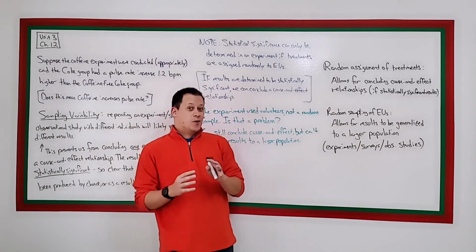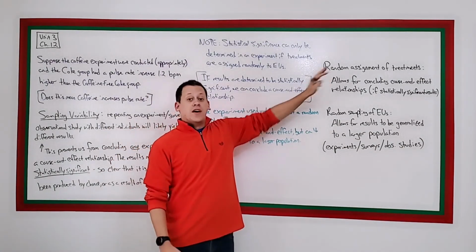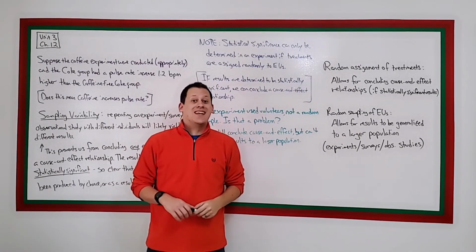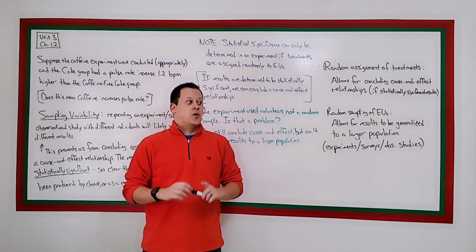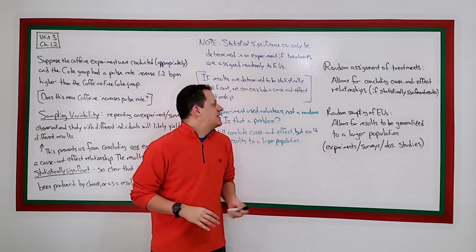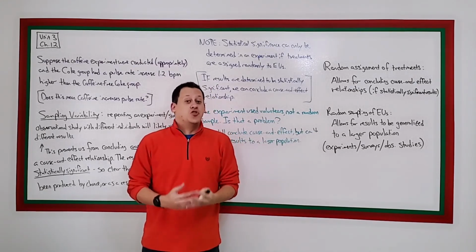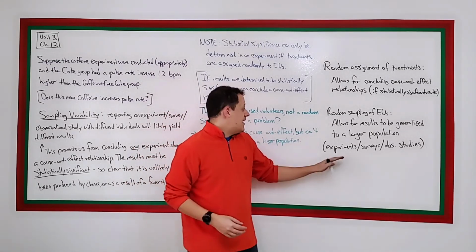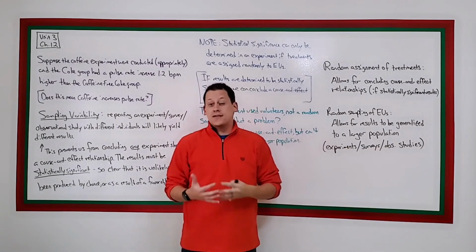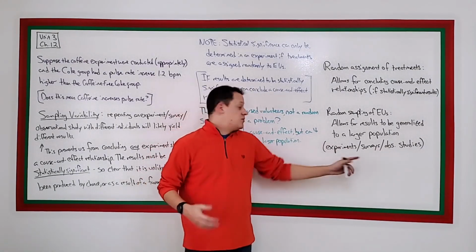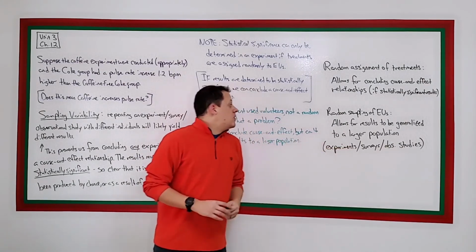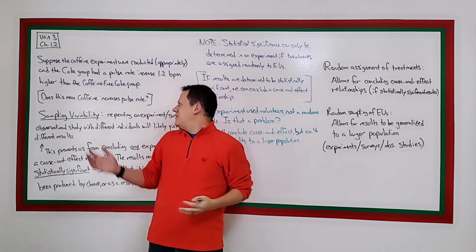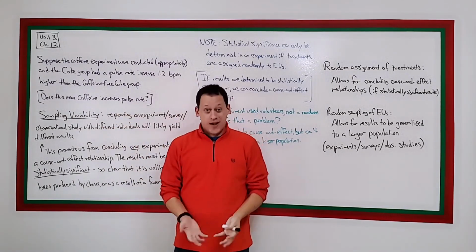So just to recap what we were just talking about here, random assignment of treatments for an experiment is what allows you to conclude cause and effect relationships if the results are statistically significant, which you don't know how to determine quite yet. Random sampling of the experimental units is what allows you to generalize the results to a larger population. And that's actually the case for experiments, surveys, observational studies, pretty much everything. That's why random sampling was so important for these as well. So really only if you do both of these things can you say, yes, caffeine increases pulse rate in general.